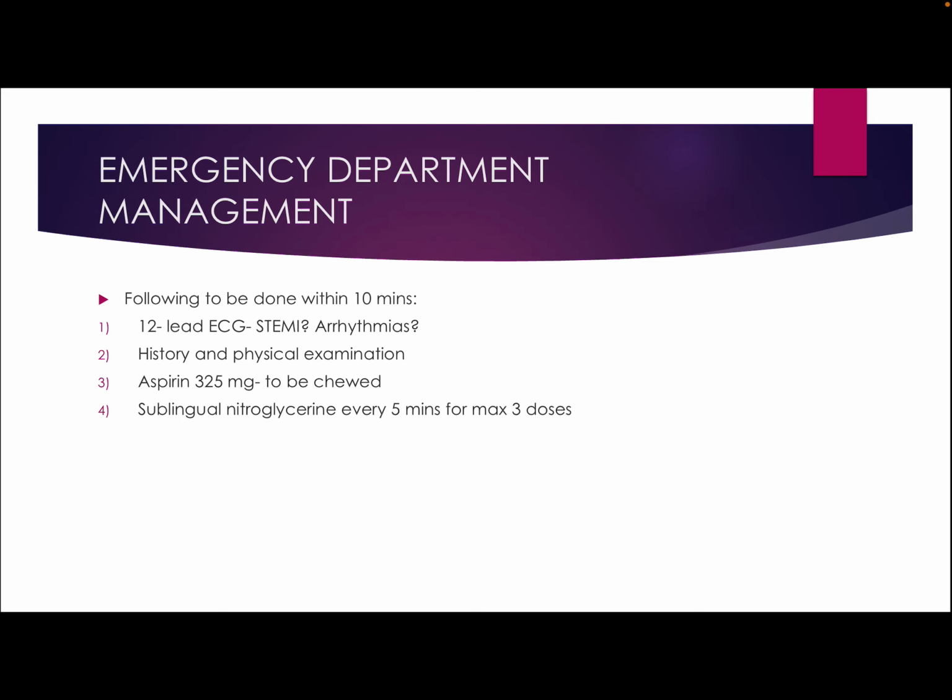Sublingual nitroglycerin can be given to relieve the chest pain every 5 minutes for a maximum of 3 doses, but it's important to note here that before we give sublingual nitrates, the patient must be questioned about the use of phosphodiesterase 5 inhibitors like sildenafil, because concurrent usage can lead to severe hypotension. Then nitrates have to be avoided in inferior wall MI with possible right ventricular infarction. So you can know this by seeing ST elevations in leads 2, 3 and AVF on ECG.